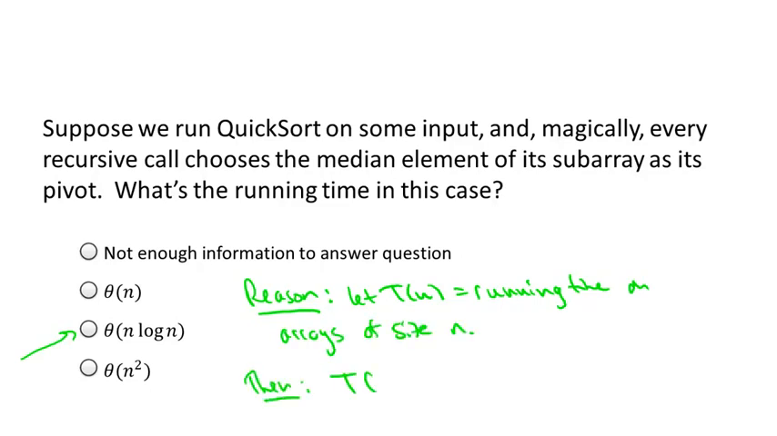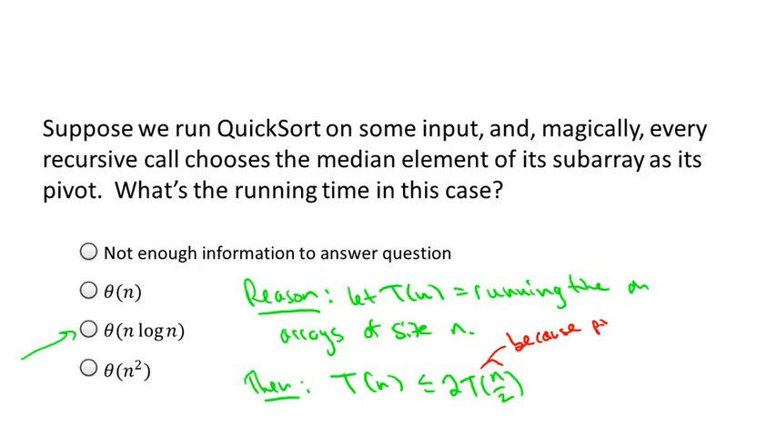Now, by assumption, we wind up picking the median as the pivot. So there's going to be two recursive calls, each of which will be on an input of size at most n over 2. And we can write this. This is because the pivot equals the median. So this is not true for quicksort in general. It's only true in this magical case where the pivot is the median. So that's what gets done by the two recursive calls.